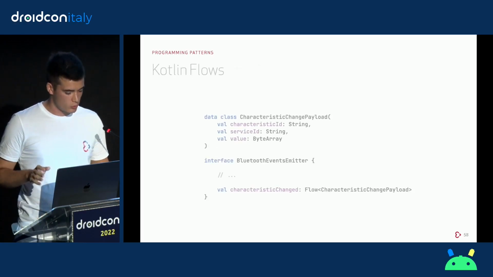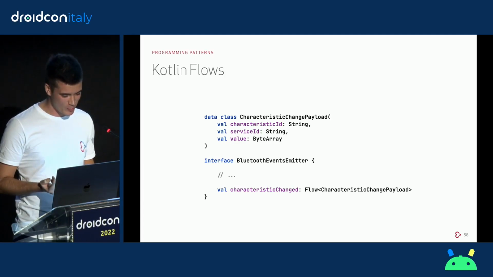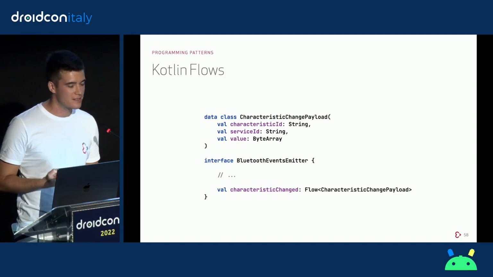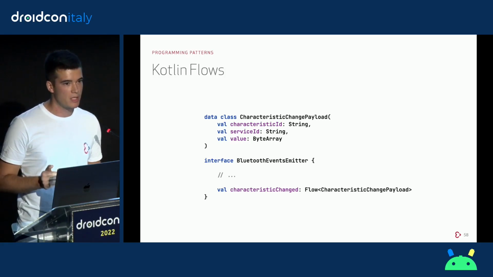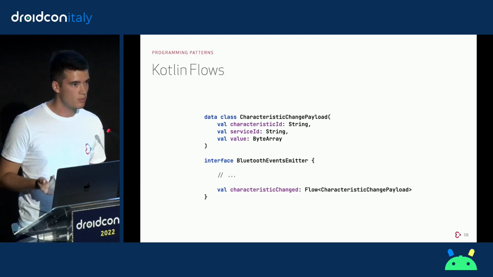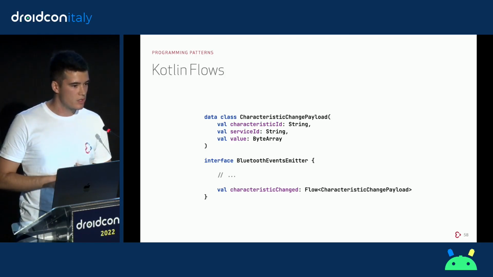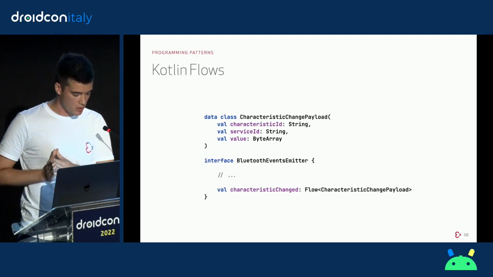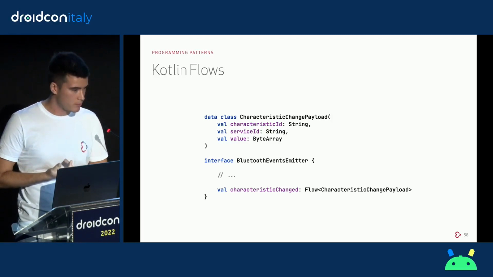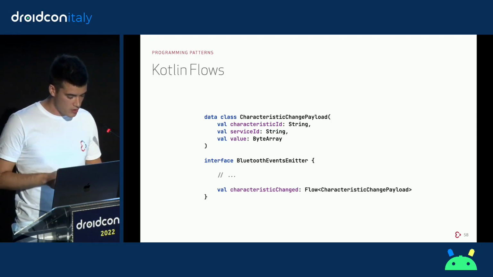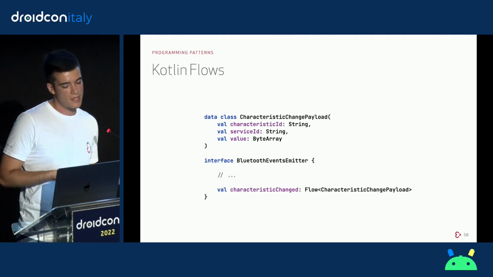So now we can actually move to 2022 and talk about Kotlin flows. Yeah, it's the super API that coroutines provide us. And here we designed basically a solution which is similar to the previous one, but it uses a flow to emit events. In this case, we modeled the payload we received from Bluetooth, which is the characteristic change payload, which has the ID, of course, the service ID, and the value, which is the byte array. And as you can see, in the Bluetooth events emitter, we have the characteristic change flow, which emits events.